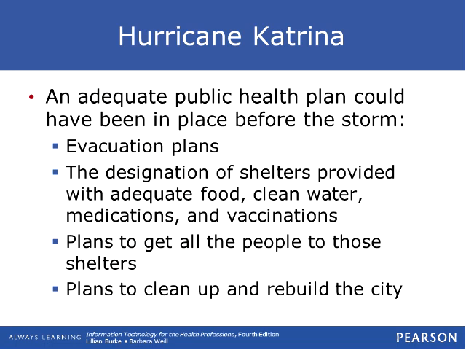An adequate public health plan could have been in place before the storm. We could have had better evacuation plans, which we didn't have. FEMA would have been more proactive. The designation of shelters provided with adequate food, clean water, medications, vaccinations. There were terrible events that occurred in New Orleans because of Katrina.